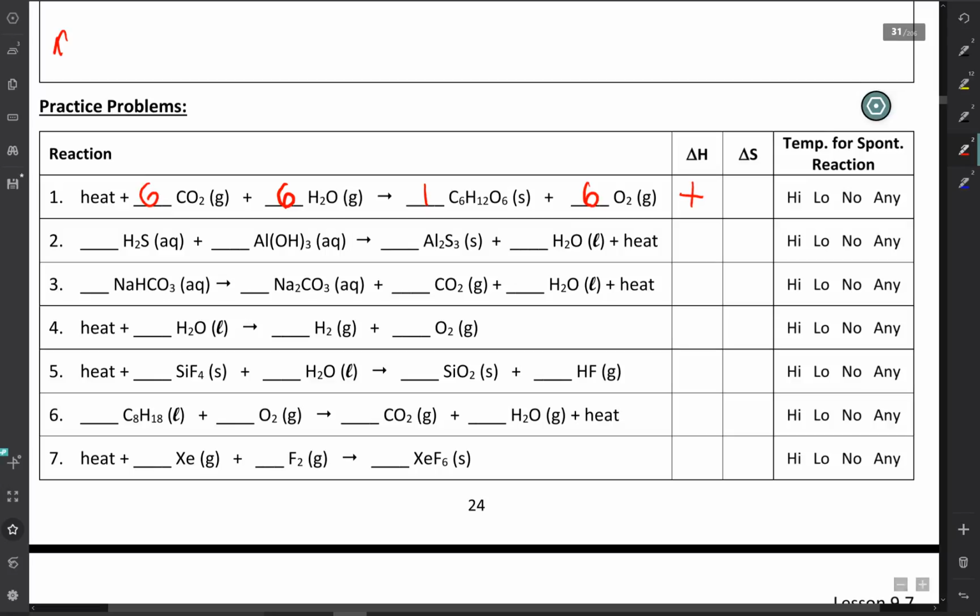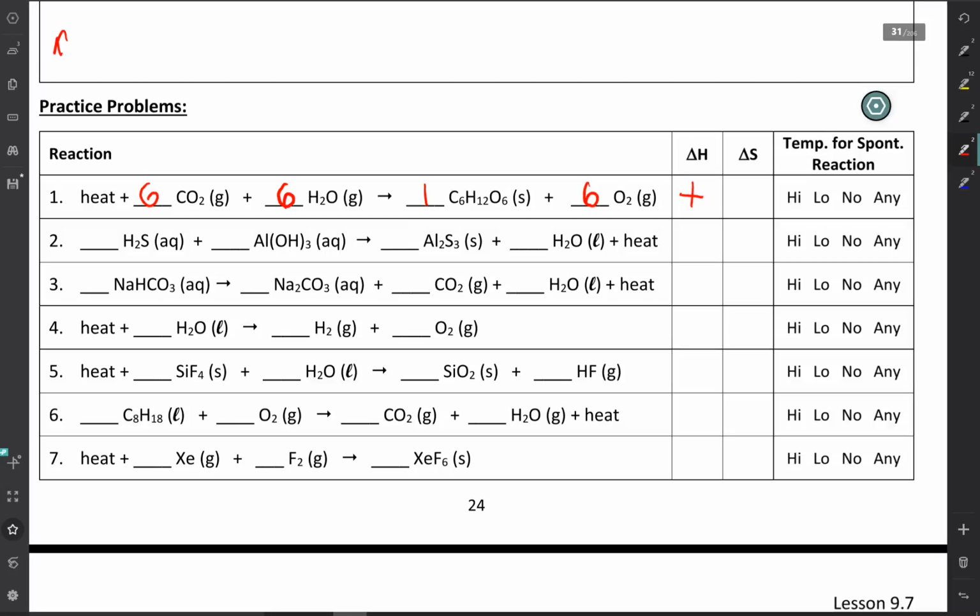Positive. Okay. Delta S is a little bit more challenging to figure out. You're going to have to evaluate the change in entropy. So for question 1, I start off with 2 gaseous reactants, carbon dioxide and water vapor. I end up with a solid and a gas. I made a solid, so this definitely sounds like a decrease in entropy.